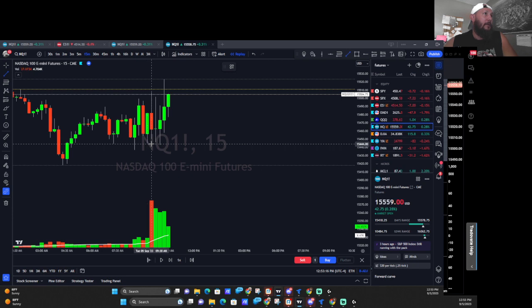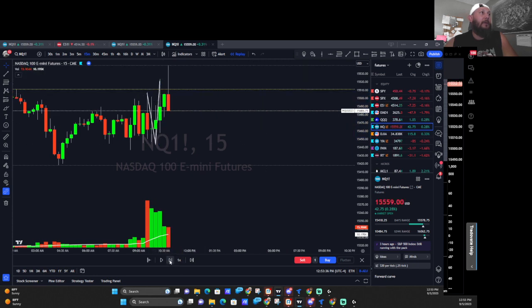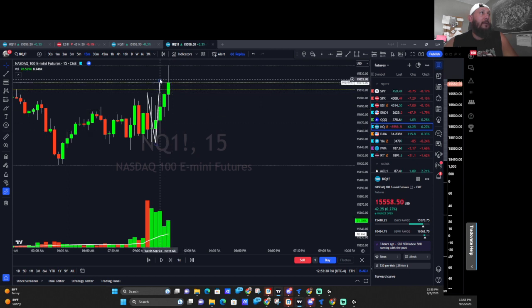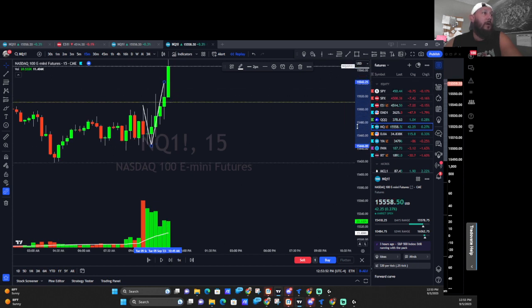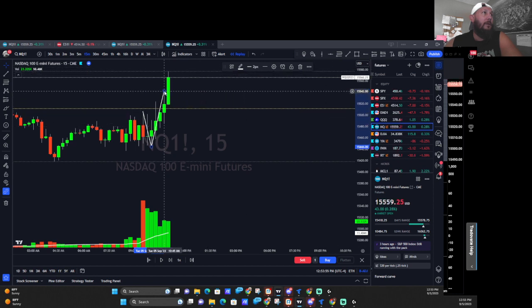Okay, 9:30, right? So we're going to start up here. We came down to here. Then we came up to here. We go to the next candle. Let me extend this. We came up to here. See how we're doing this? We're making basically a wave pattern. And then we're going to go to the next candle. We're going to go up to here.